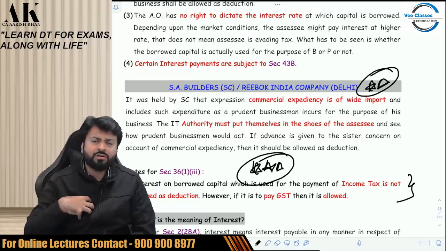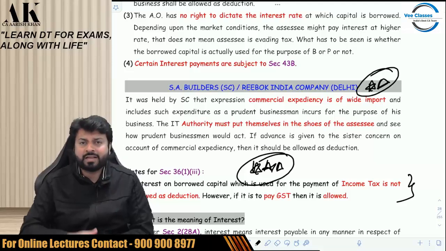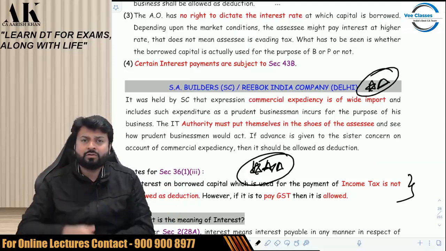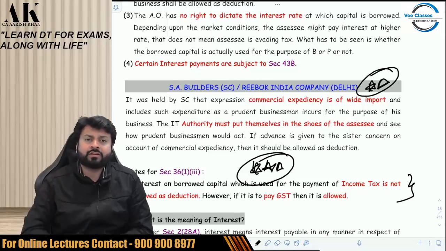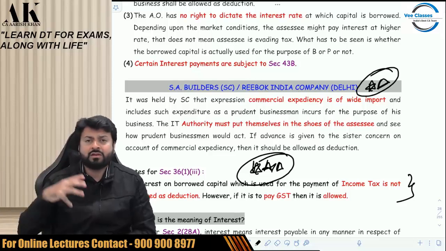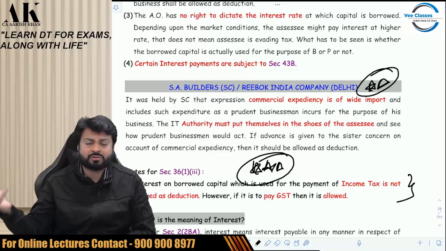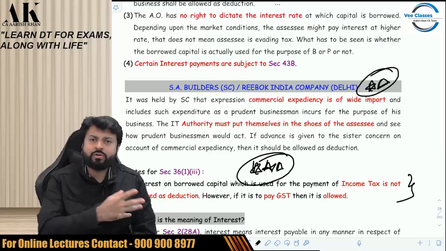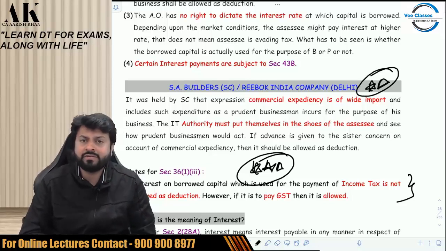If I am taking a loan and giving it to a sister concern, there has to be some reason. Maybe the sister concern is very small and they are not getting a loan from the market. So that is the reason I am doing it. I have credit worthiness in the market, so I took the loan and gave it to the sister concern, because they don't have credit worthiness. That is the reason we are giving it.